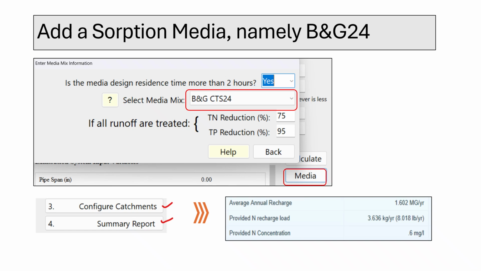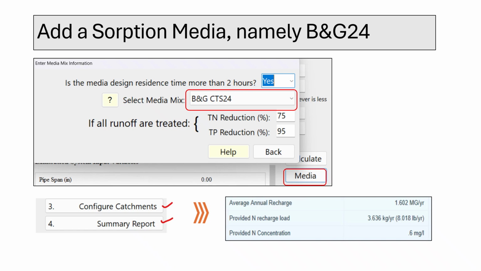Once you've added this media, you'll need to return to your exfiltration worksheet and hit the Calculate button. If you haven't already, please proceed to the configuration page and ensure exfiltration is selected as your best management practice. From there, you can continue to the summary page to view the updated results.